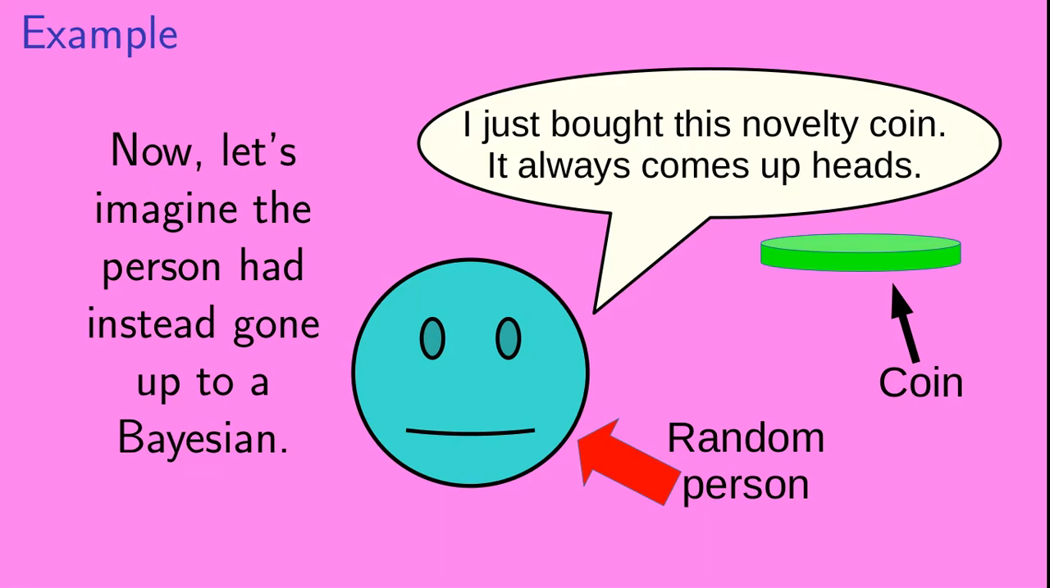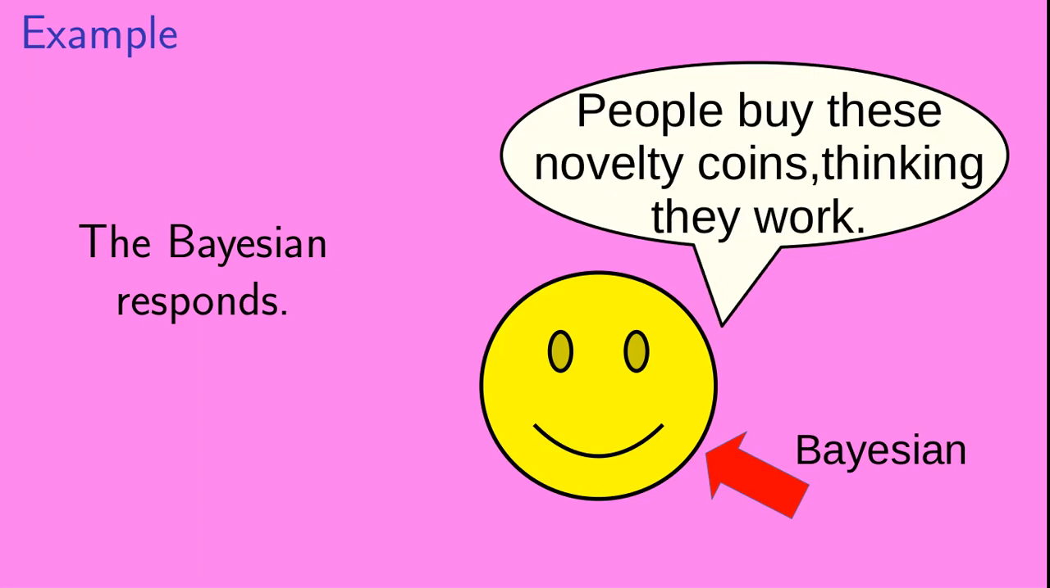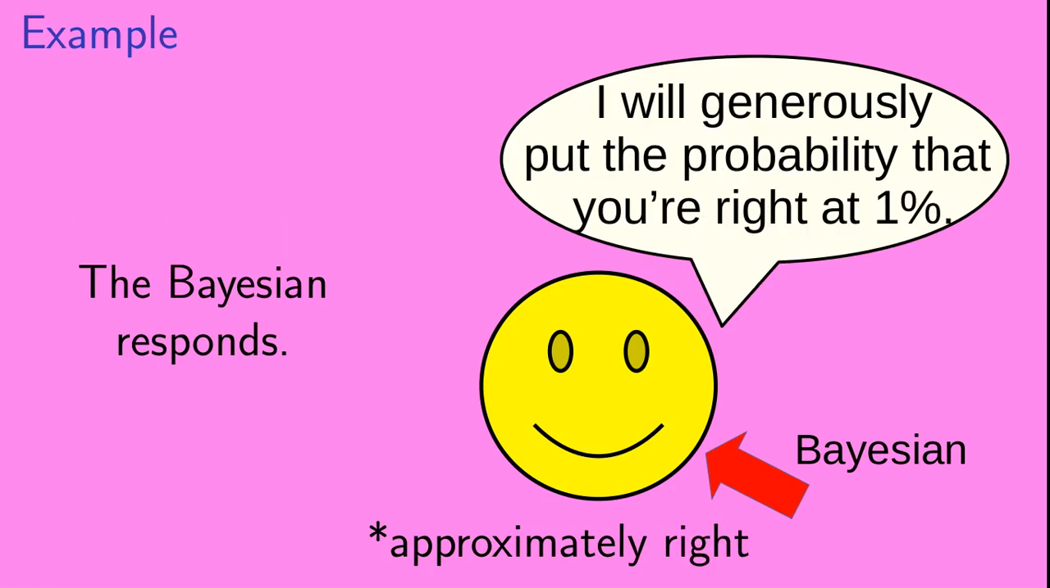Okay, so now let's imagine that the person with the coin had instead walked up to a Bayesian. Again, they bought the coin believing that it always comes up heads. The Bayesian responds, "I have seen this hundreds of times before. People buy these novelty coins thinking they work. Every time they turn out to be normal, fair coins. I will generously put the probability that you're right at 1%."